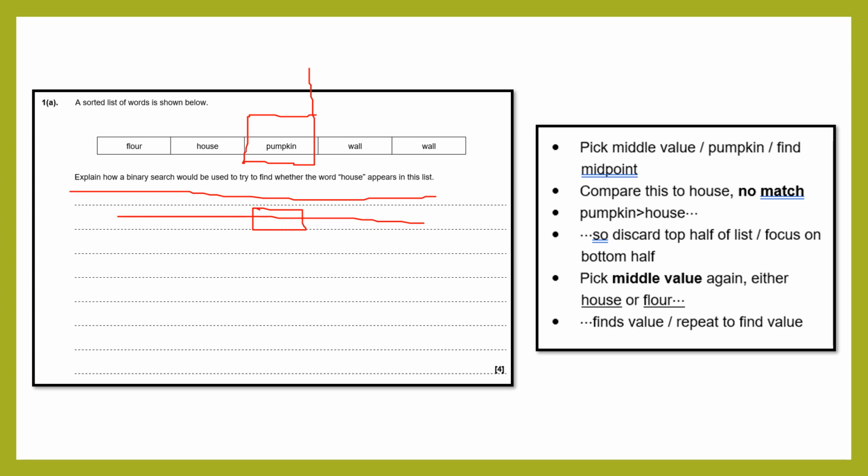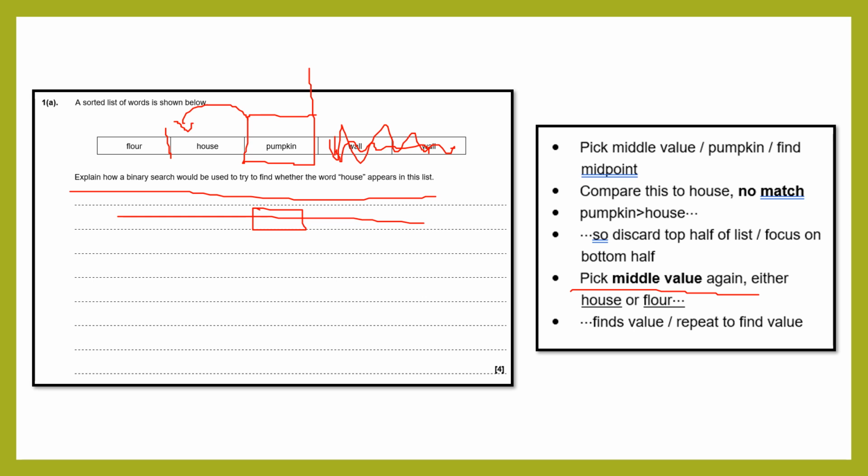Alright, because pumpkin is further down the alphabet than house, we disregard this whole side of the list and then we focus on this bit. The whole mark here is essentially knowing that the binary search is about removing half of a list. So with pumpkin, that means we're going to focus on this half. We then compare the next value. So we've got rid of some comparisons here, which is why then we go back to the middle value again, which is somewhere between flower and house. Here, this is our next middle value, and then we compare those two.